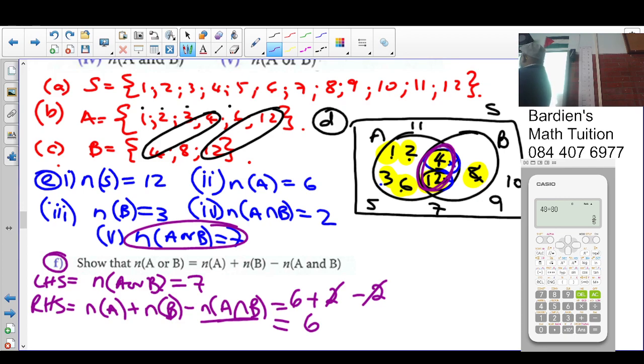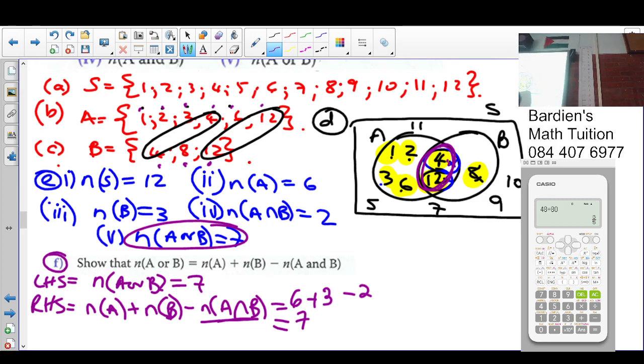The number in A is 1, 2, 3, 4, 5, 6. The number in B is 1, 2, 3. Where did I get 2? The number in B is 3. The number in A and B is 2. The answer is 7.